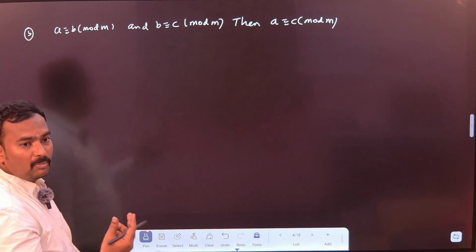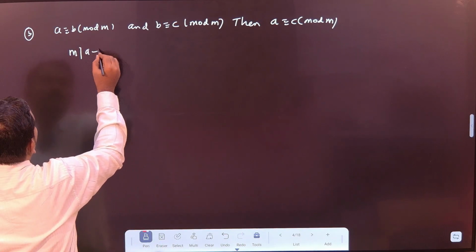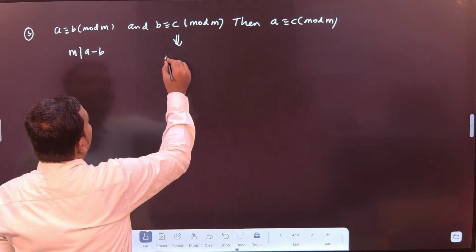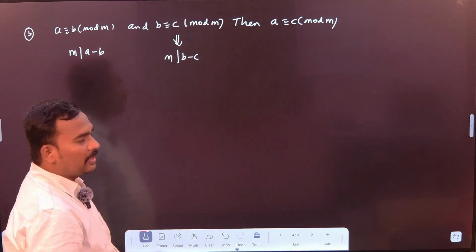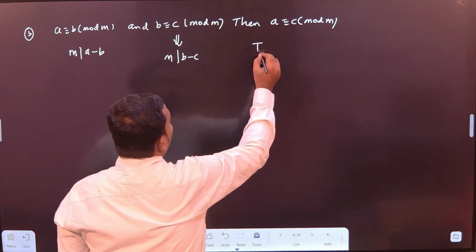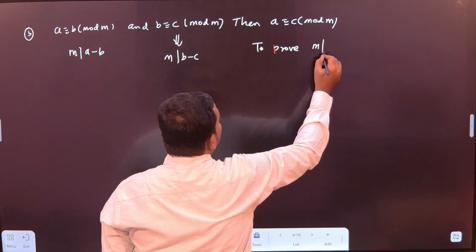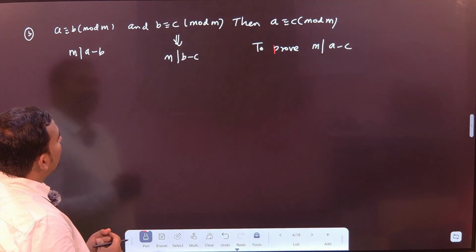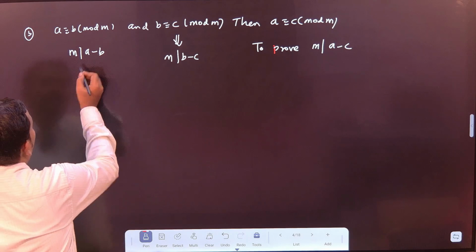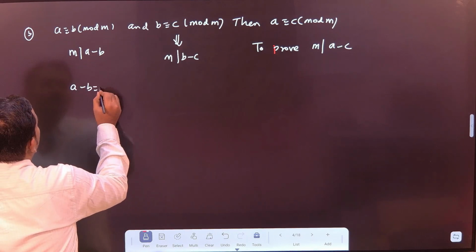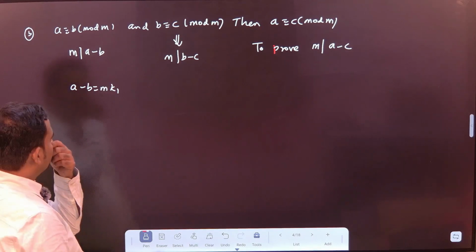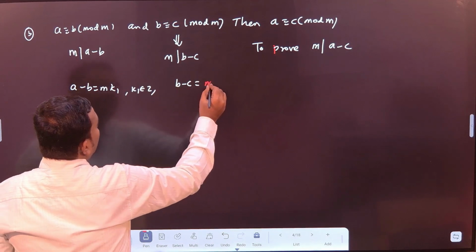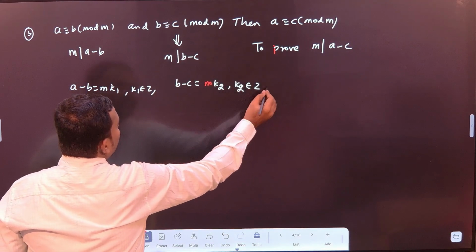So A congruent to B modulo m means what? M should divide A minus B. In the same way, B congruent to C modulo m means m divides B minus C. Okay. To prove what? To prove m divides A minus C. Clear? So you have to use this idea. How to connect this? M divides A minus B means A minus B is equal to m times some K1, an integer. In the same way, B minus C is m times some K2, where K2 belongs to the integers.